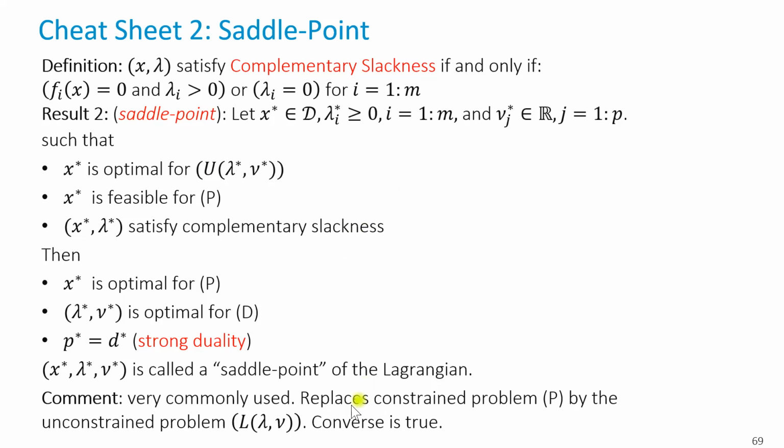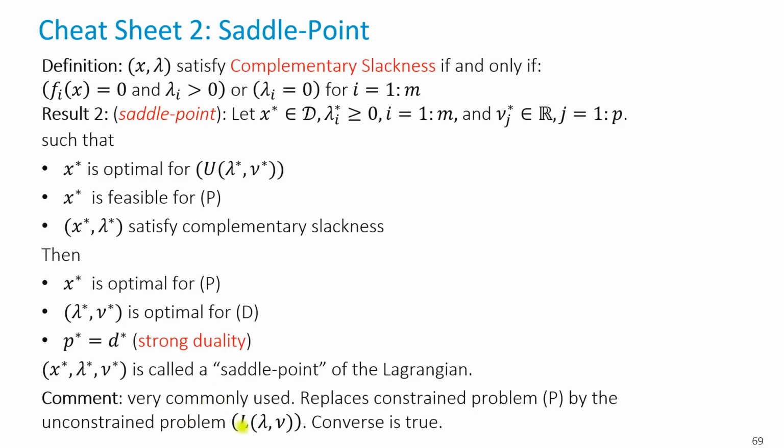To make it short, what do you do? You have your constraint problem P to solve. In P, there are constraints, and the constraints are embarrassing. You want to get rid of them. So what do you do? You pick lambda and nu, you keep them open. They are fixed in the problem L, but you allow them to have any value, and you solve this optimization problem, which hopefully now is easier to solve because it has no constraint.